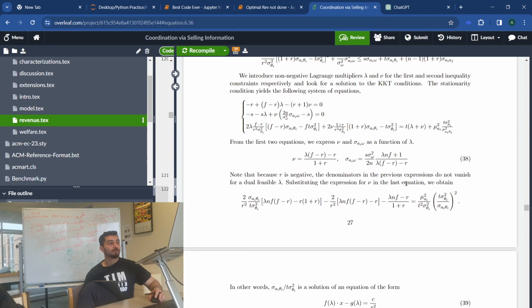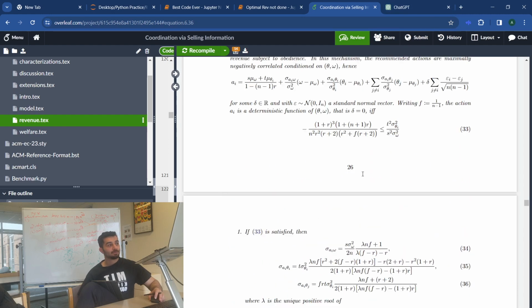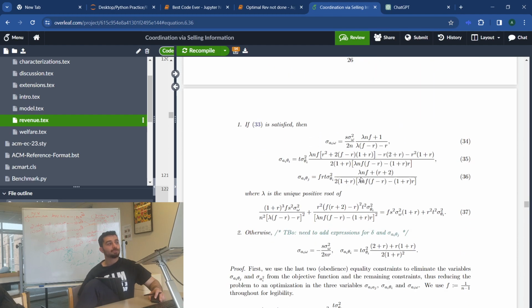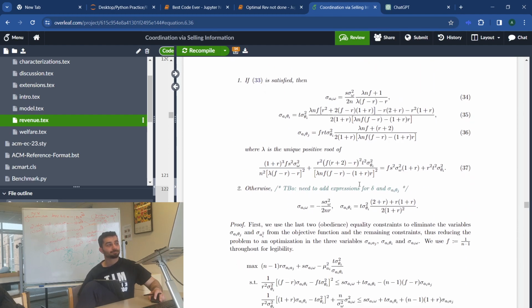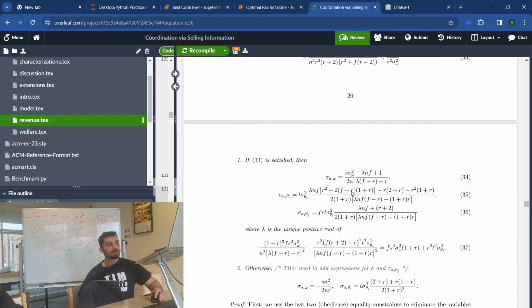Substituting the expression for v in the last equation. Exactly. What is mu ai, by the way? We don't have mu ai. Oh, mu ai is set. For an obedient mechanism, mu ai is set. Let's open another Overleaf.